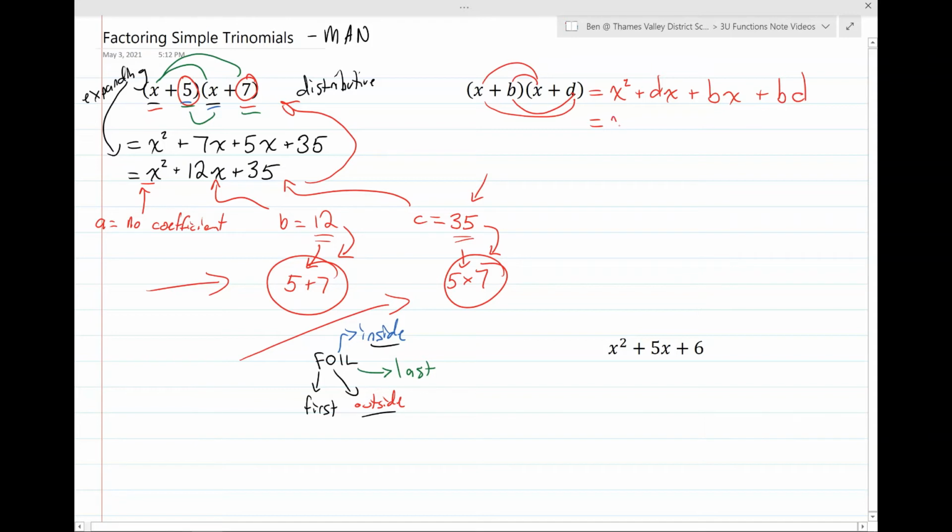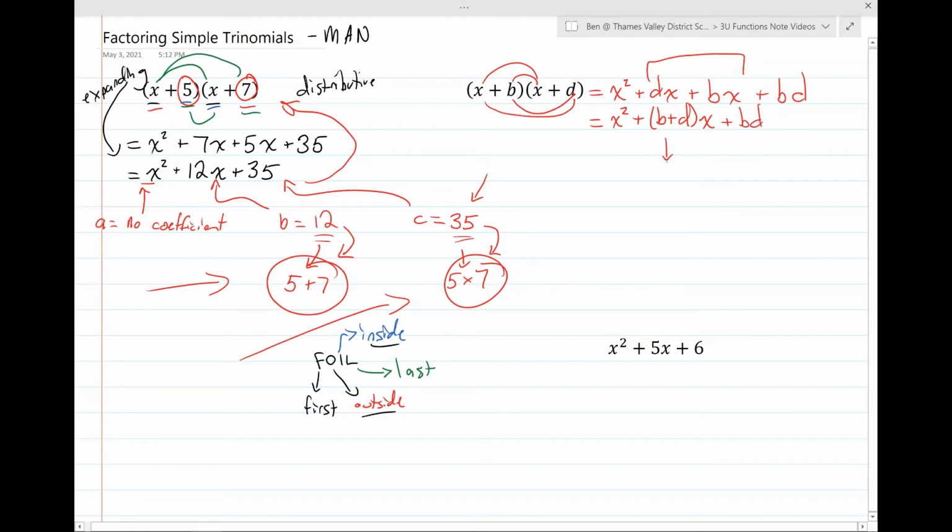If I try it here, then I end up with x squared, and I'm collecting my like terms again. I notice that these two terms are alike, so that's plus b plus d x. That comes from having dx's and bx's together. That's d plus b x's, plus b times d. Okay, and we notice that same pattern that we found before.